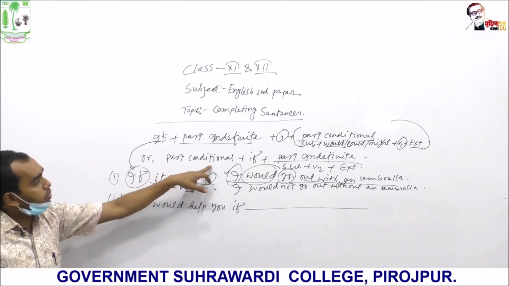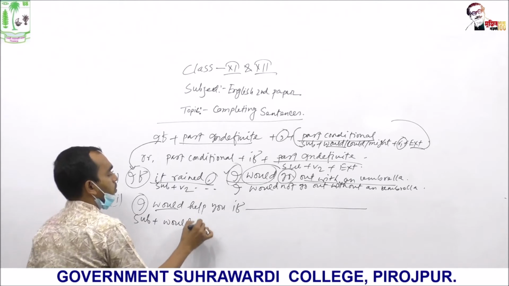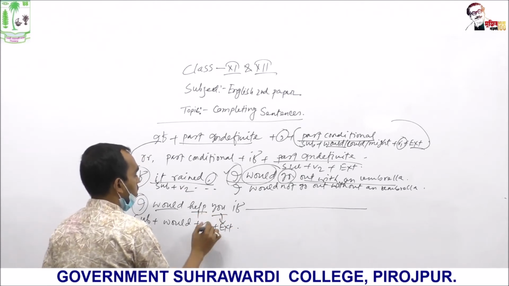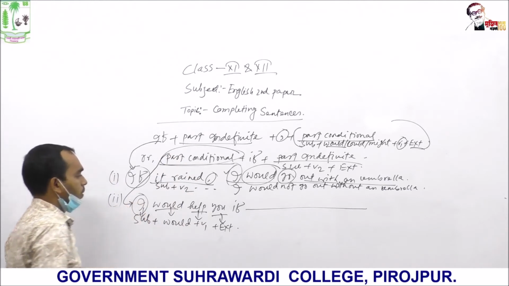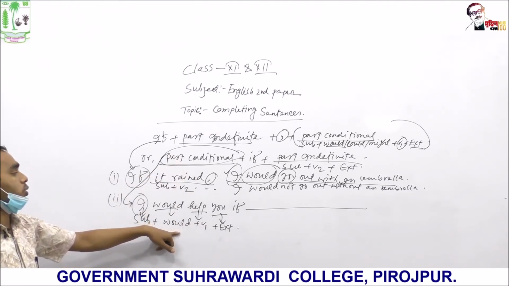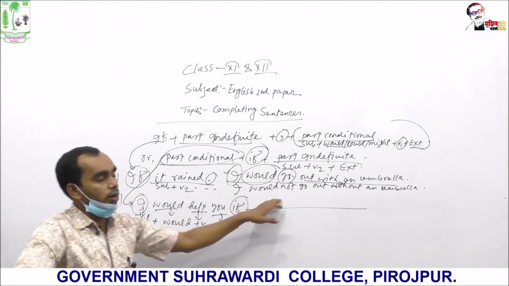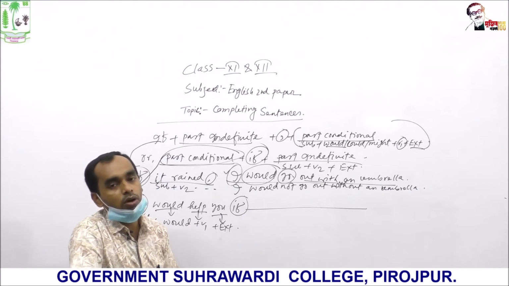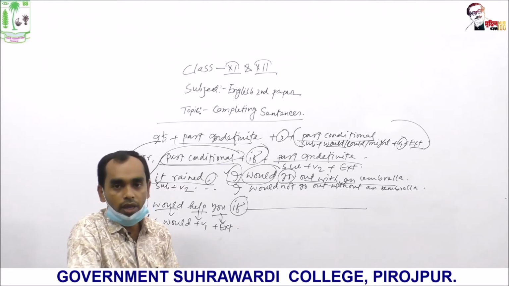I have written the past conditional at first, because this one is subject plus would plus V1 plus extension. So, this is the structure of past conditional. Then you have to use if. Here if has been used. Now, the latter part of this sentence will be written following simple past or past indefinite form. Understand? Do you have any problem? I think you don't have any problem.